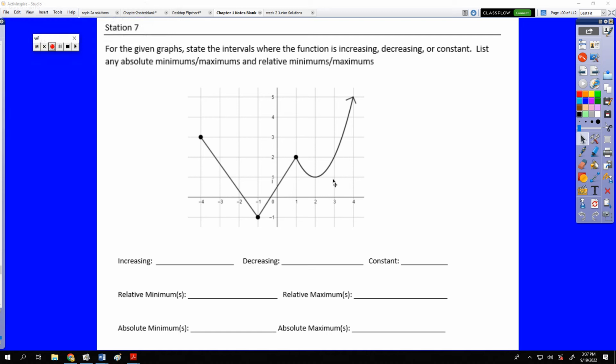Alright folks, welcome to the solution manual, the video solution manual for Station 7 of your Chapter 1 review. This is covering increasing, decreasing, and constant domain intervals, as well as maxima and minima, both absolute and relative.